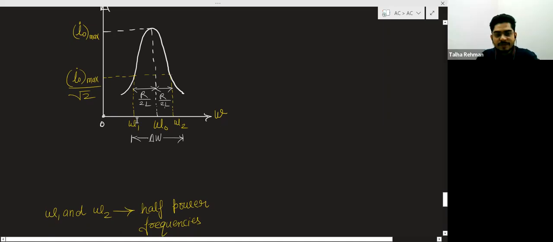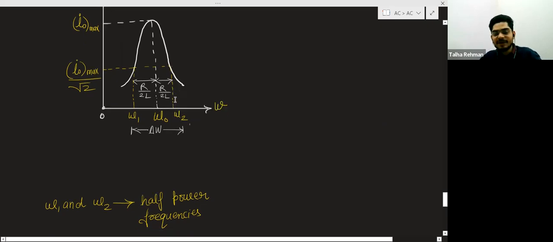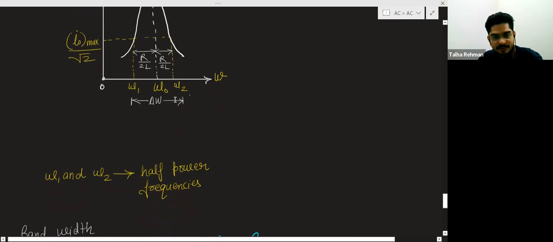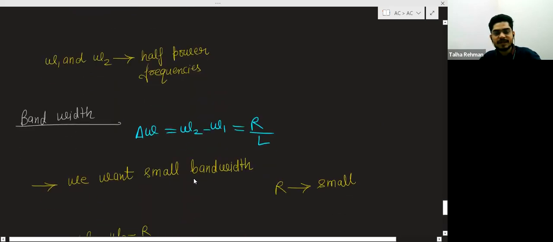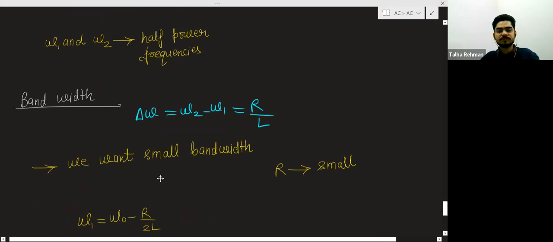Okay, so if I want to write omega 1, I can write omega 1 as omega naught minus this distance, so omega naught minus R by 2L, and for omega 2 I can write omega naught plus this distance, that is R by 2L. So this result I have written here.